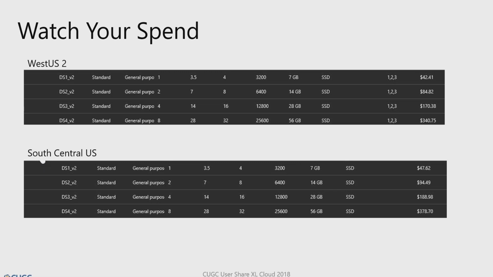$378.70 per month from $340.75 per month. Not a big deal. Okay, add that up. How many instances do you have times that number? Number one. Number two, this is just West US and South Central.